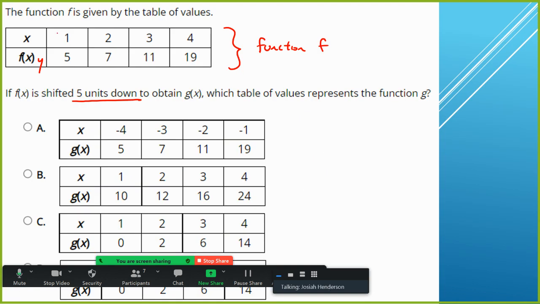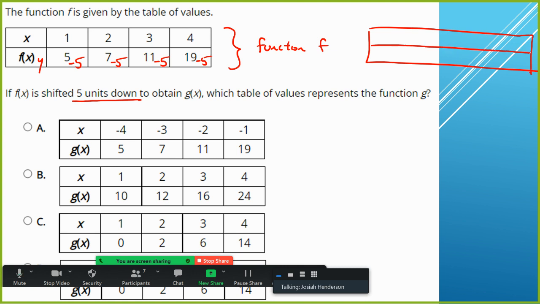So think about it this way. The x numbers from the top table stay the same, but we're going to do -5 to all the stuff in the y table, or the f of x table. So if we do that, what do we get for those new f of x numbers? Looking at the first point, 1, comma 5, we do -5 to the y number, the f of x number. So 5 minus 5 is 0.